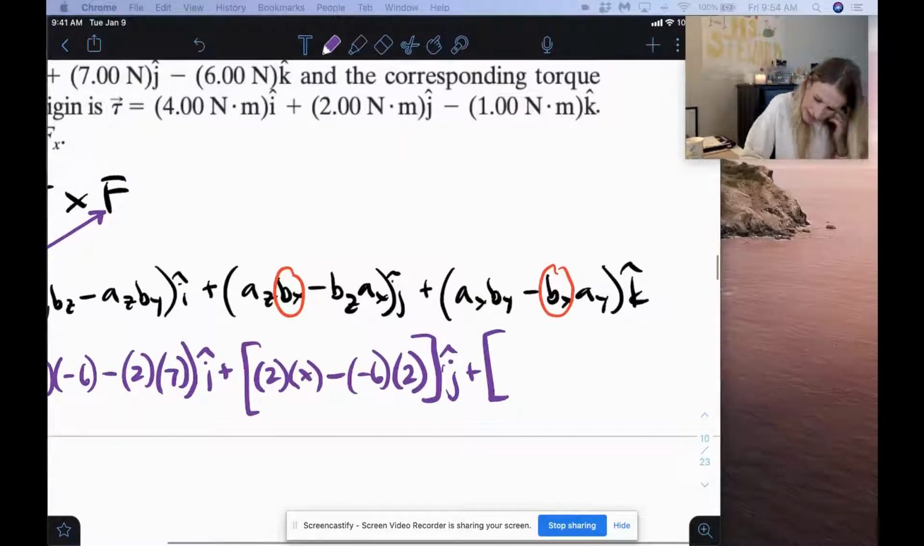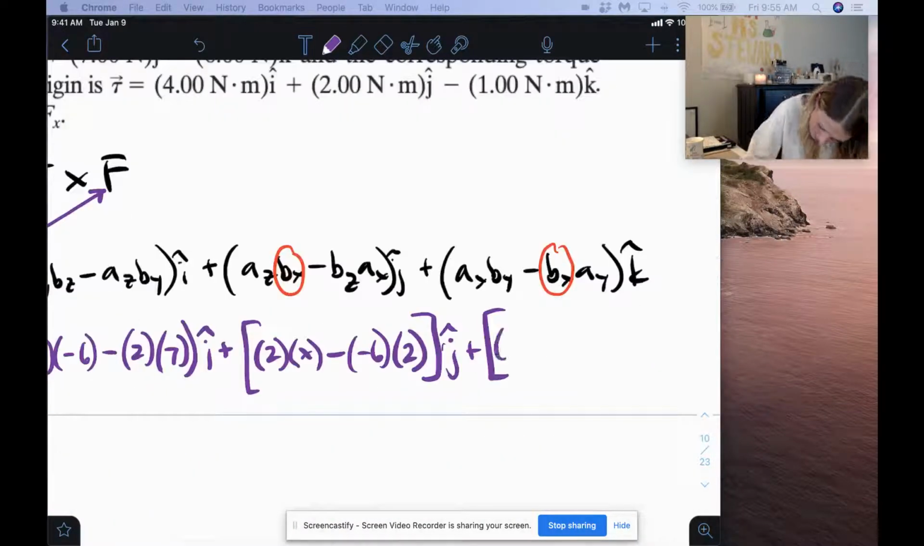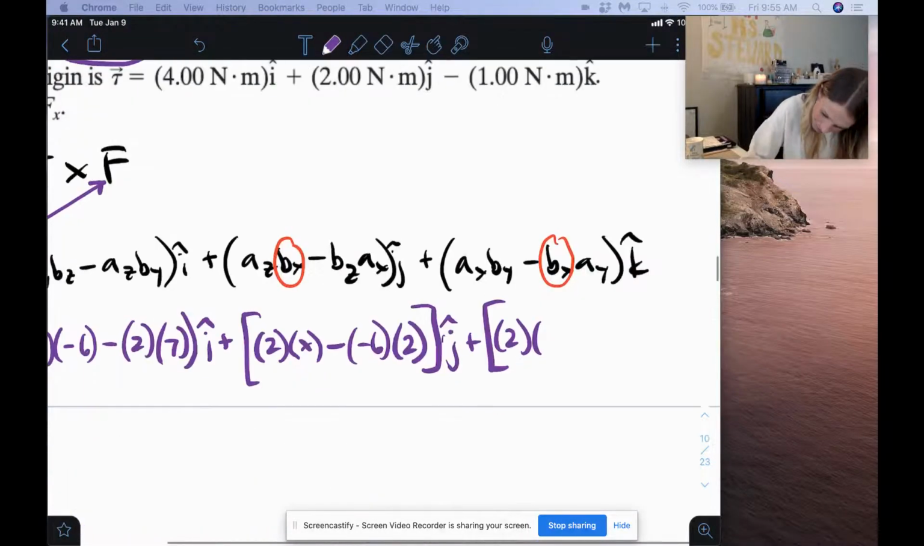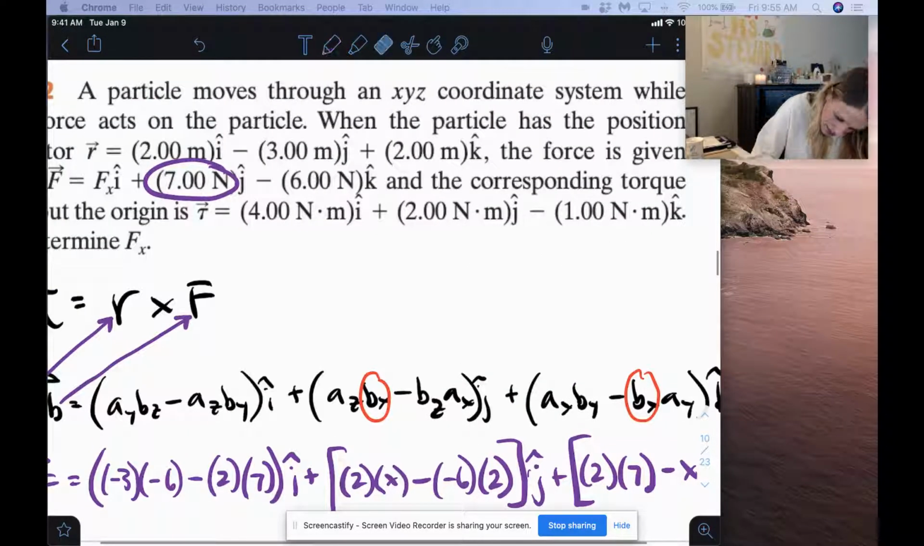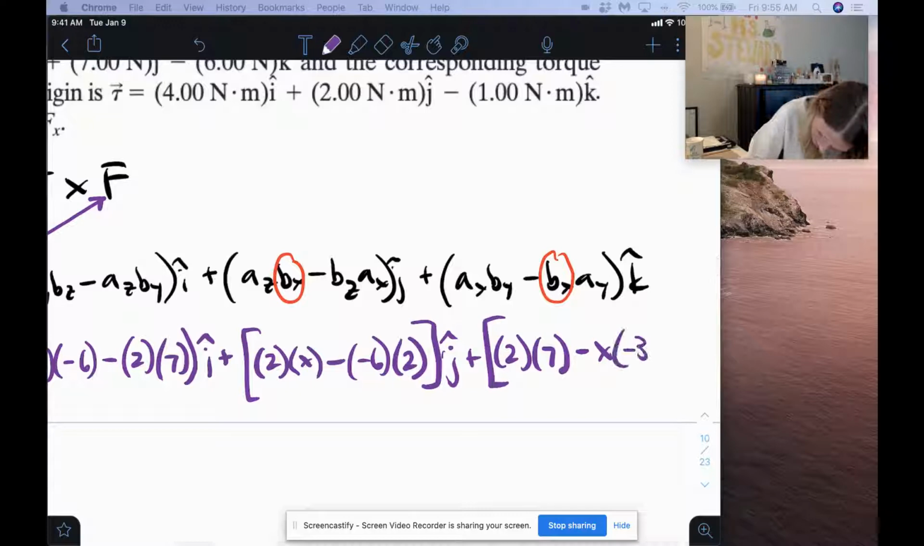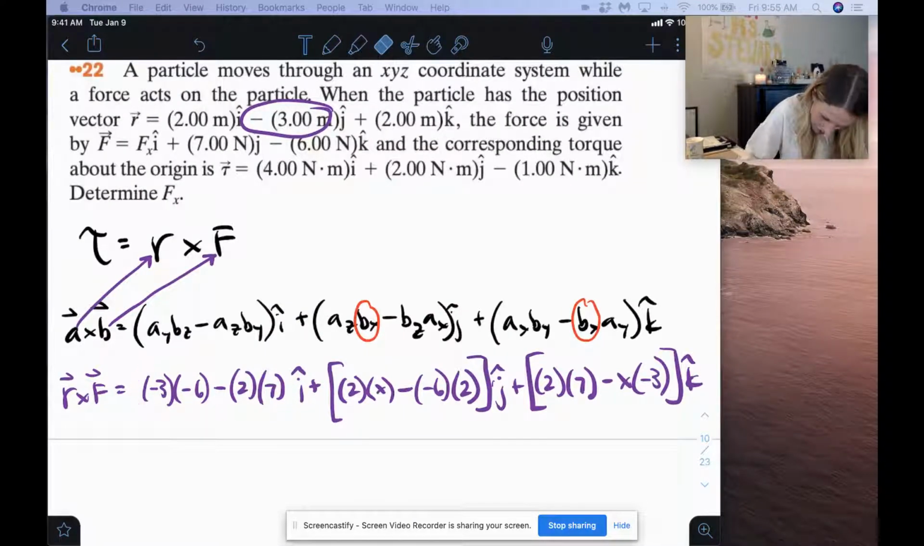So now we're adding A_x, which is that +2 meters, times B_y, which is a negative 6 newtons. Oh, sorry, that's K, which is a positive 7, B_y, minus B_x, which is our unknown, times A_y, which is the j, or negative 3 direction, k hat. Okay. So now what we do here, and let me make this a little bit prettier with our brackets. There we go. That looks better.